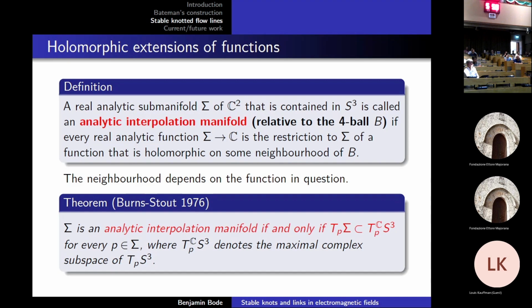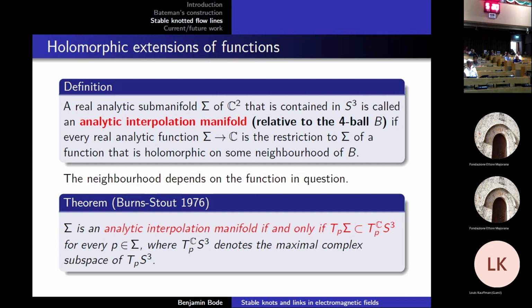And then we used this result by Burns and Stout. They studied exactly this question of when do you have a holomorphic extension. So they defined this property of being an analytic interpolation manifold. And they say a real analytic submanifold of C2 that is contained in the 3-sphere has this property by definition if every real analytic function which is defined on the submanifold extends to a holomorphic function on a neighborhood of the 4-ball. In other words, also on a neighborhood of the 3-sphere. And they characterize the submanifolds that have this property.